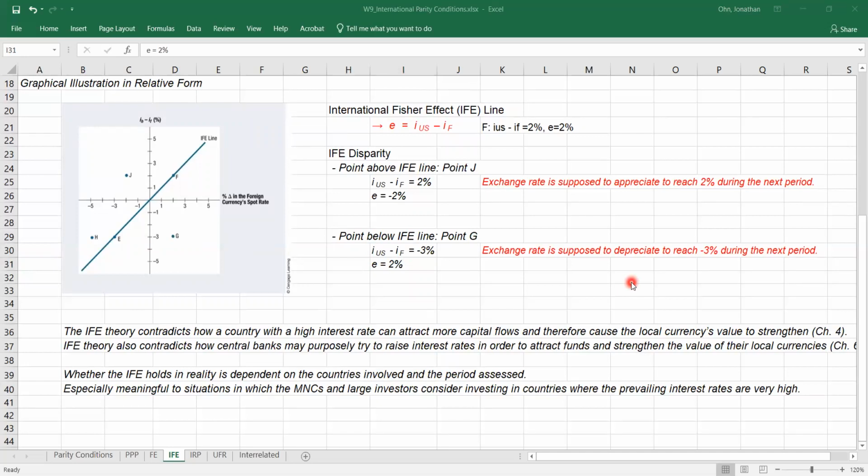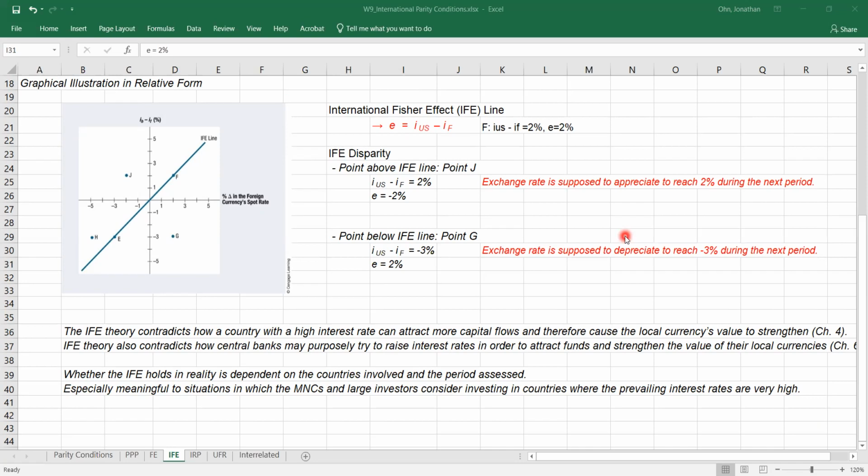Brandon. Yeah. Can you read this one? Okay. The IFE theory contradicts how a country with a high interest rate can attract more capital flows, and therefore cause the local currency's value to strengthen. IFE theory also contradicts how central banks may purposely try to raise interest rates in order to attract funds and strengthen the value of their local currencies.